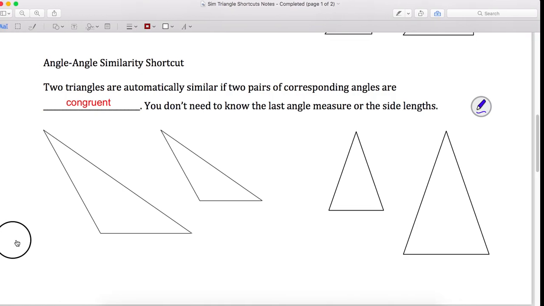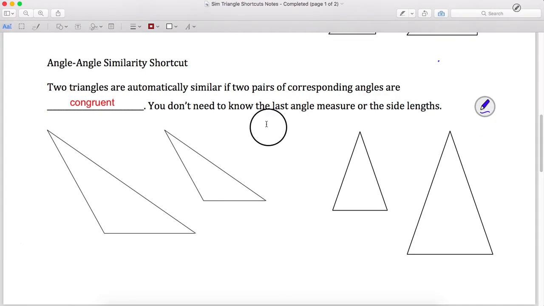Okay? So the angle-angle similarity shortcut tells us that 2 triangles are automatically similar if 2 pairs of corresponding angles are congruent. Okay, we don't need to know the last angle measure because no matter what, that third angle is going to end up being the same, and we don't need to know any of the side lengths.